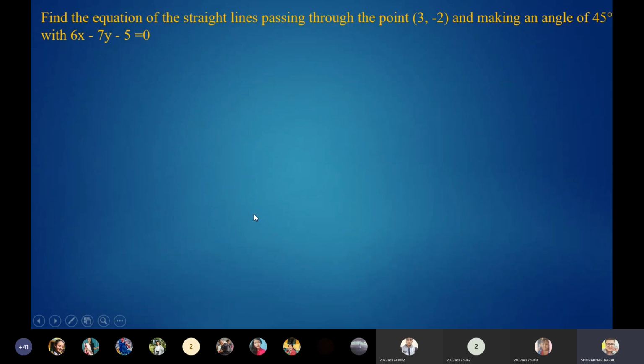It is done. Okay, so let's go to the next question. Find the equation of straight lines passing through the point (3, -2) and making an angle of 45 degrees with 6x minus 7y minus 5 equals 0. This is the question for your practice. I have few more minutes only, so I'm not going to display the whole solution of this question. You can copy this and you can practice later.